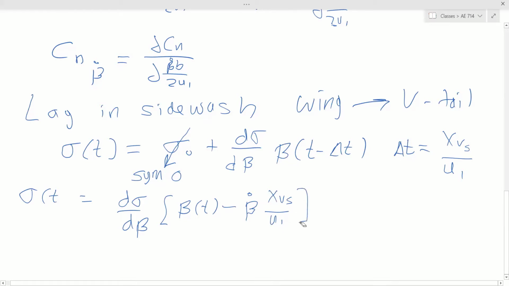So just like before, we say that beta at t minus delta t, sorry, I should have done this before I wrote that last line, is beta at t plus beta dot times delta t. Right, so that's just the Taylor series thing again, where a function shifted by delta t is the function at t, and then you use the slope to go the delta t forward.